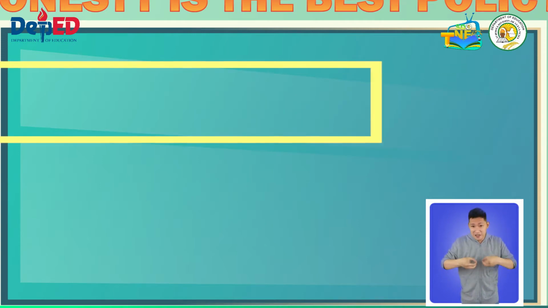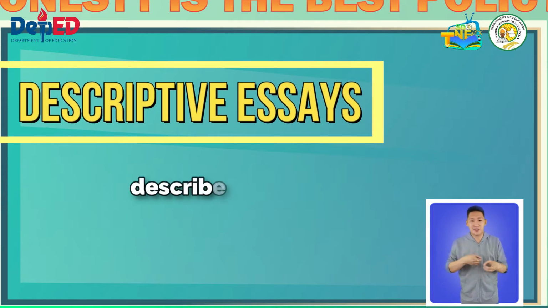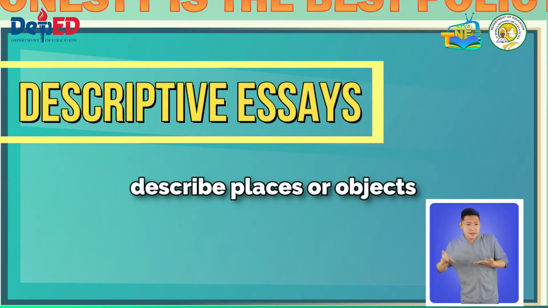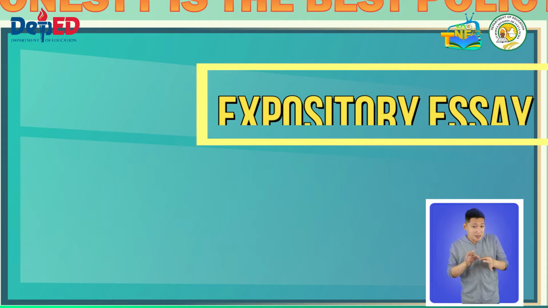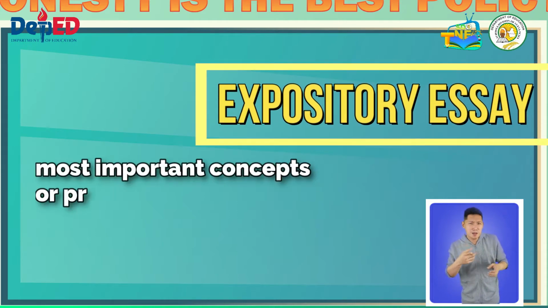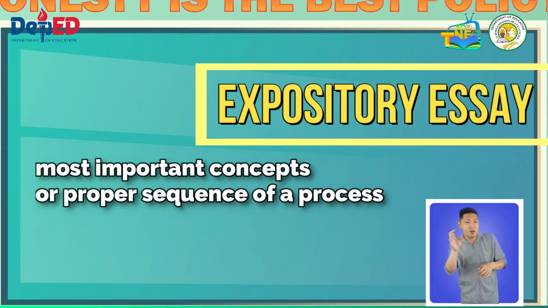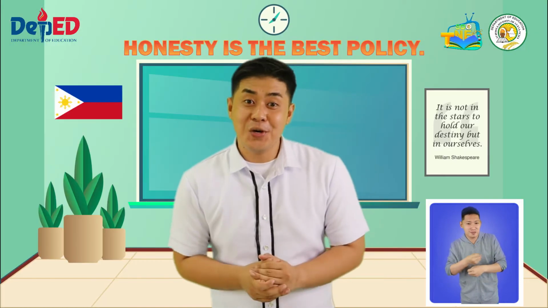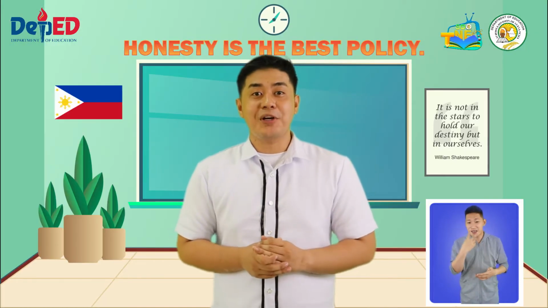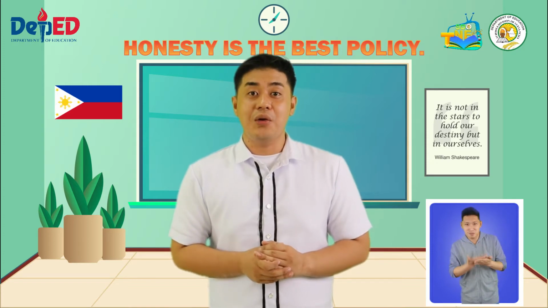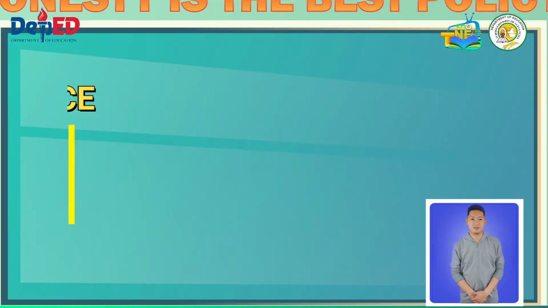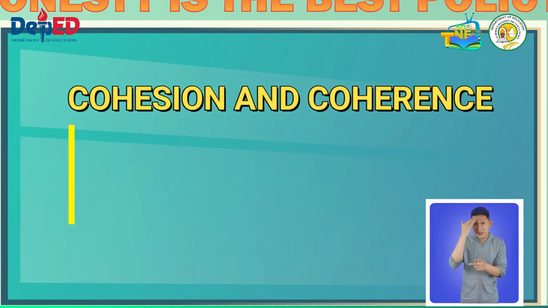In descriptive essays that describe places or objects, they should be described how a person physically seeing them would do so. An expository essay would mention the most important concepts or proper sequence of a process. And so, as you see, proper organization is required for a text to be considered well-written. The second property is known as cohesion and coherence.